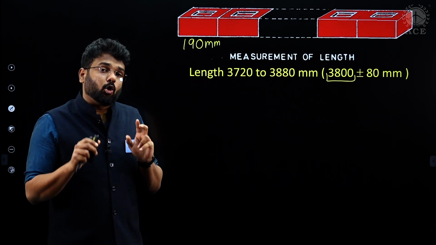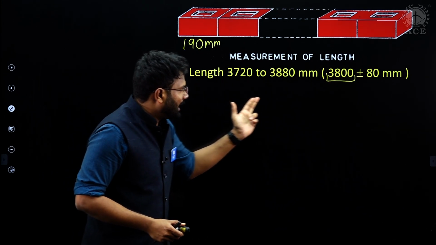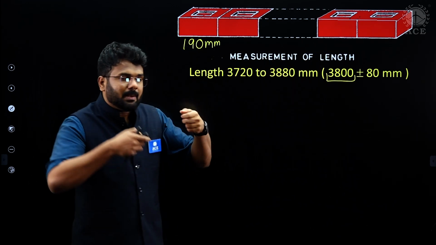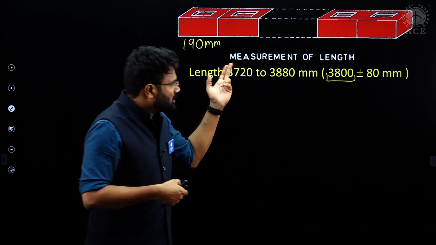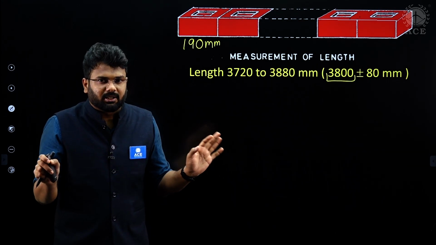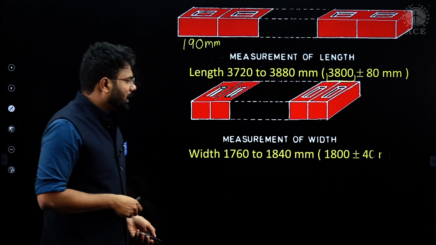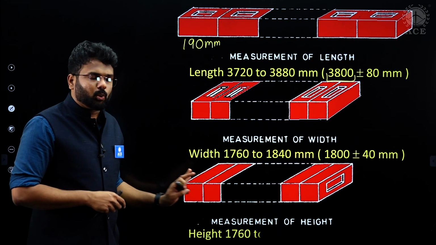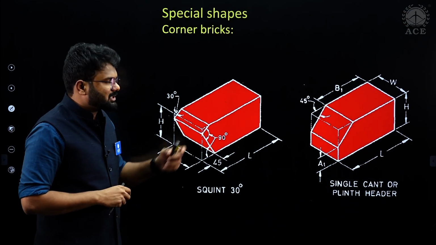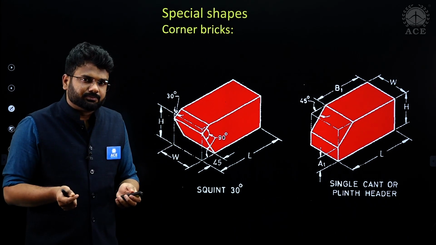And the tolerance, how much you will accept, plus minus 80 mm, that will give you a range. If the length of these 20 bricks measured by tape falls in this range, you will say accepted, otherwise rejected. Clear? Likewise, you will get it for width, and height also. The same 20 you have to place in a row. After that, we will understand different shapes, and the IS code in which it is given.